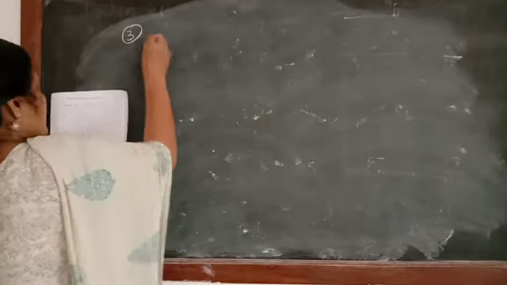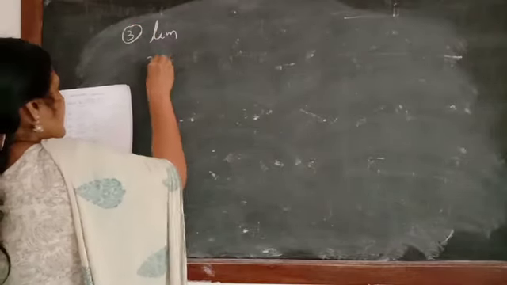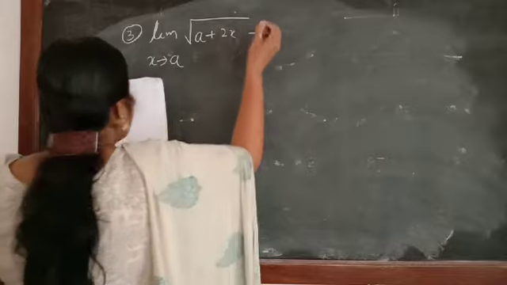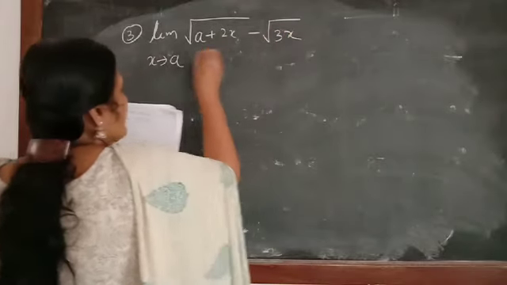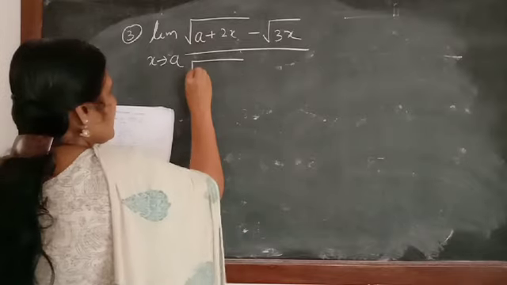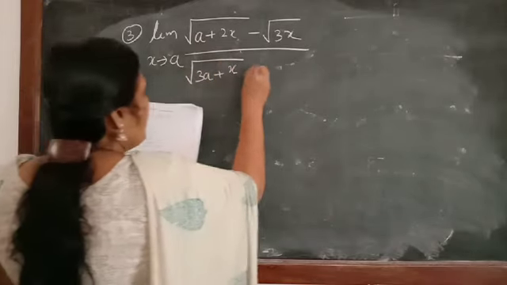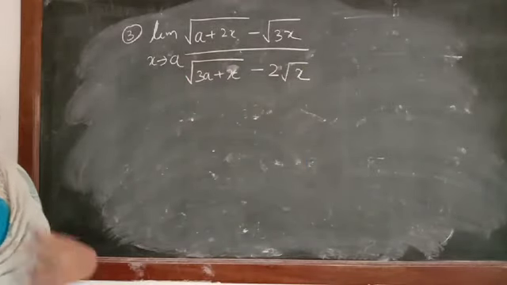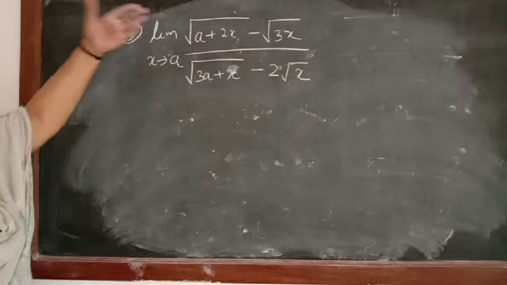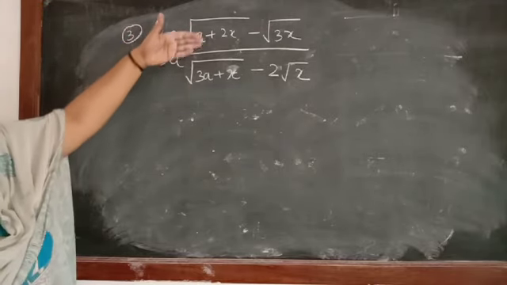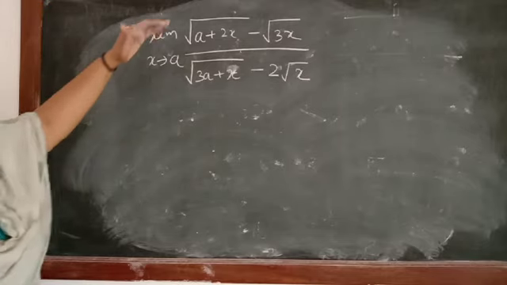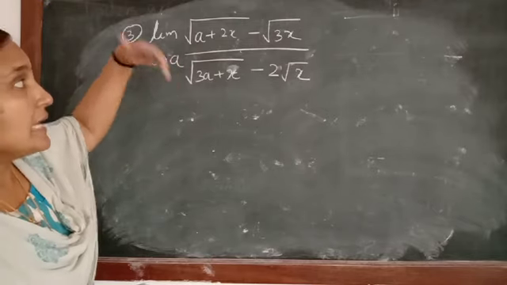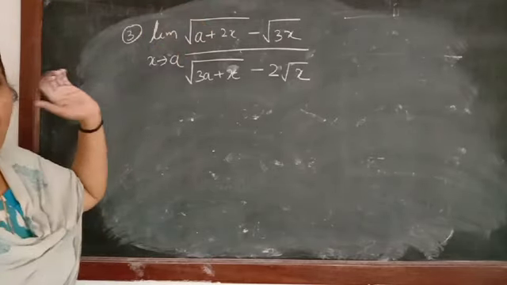Question number 3. It is given: evaluate limit x tends to a of (square root of a plus 2x minus square root of 3x) by (square root of 3a plus x minus 2 root x). Okay, this is the question. Now in this question, what happened? Yes, we have irrational numbers in both numerator and denominator. So when we have irrational numbers in both, what will we do? Yes, we will rationalize both numerator and denominator.